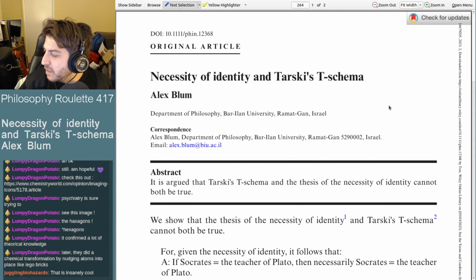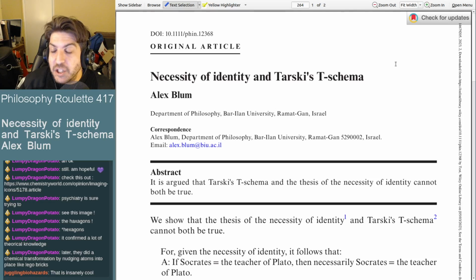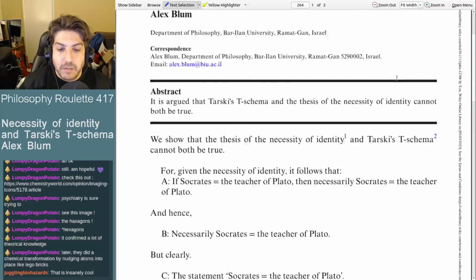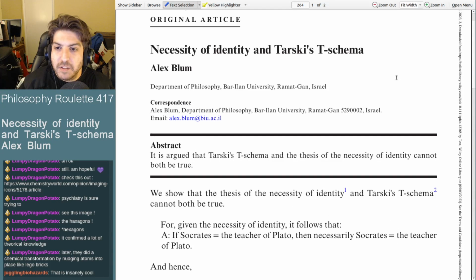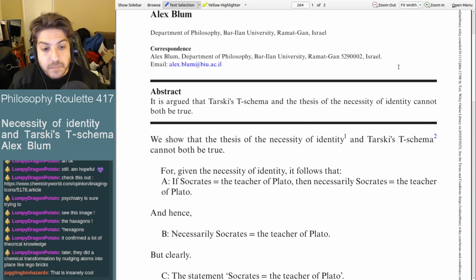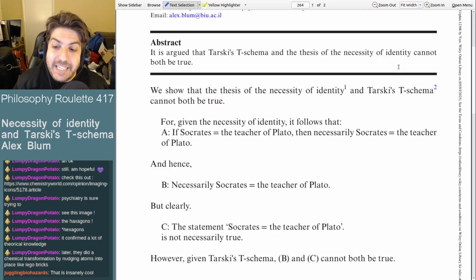Okay, this is "Necessity of Identity in Tarski's T-schema" by Alex Blum in Philosophical Investigations. So what is the T-schema, real briefly? This is so short, maybe we'll just read it. We show that the thesis of the necessity of identity and Tarski's T-schema cannot both be true.